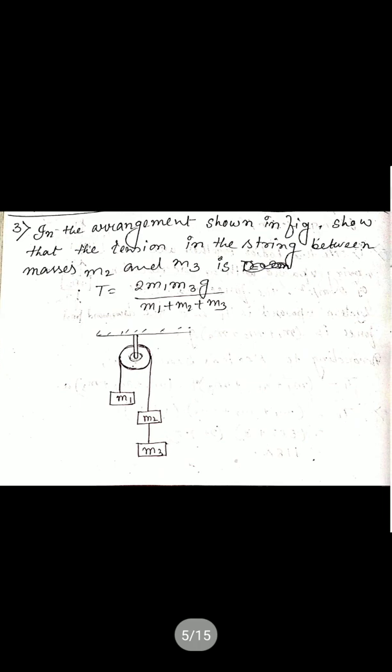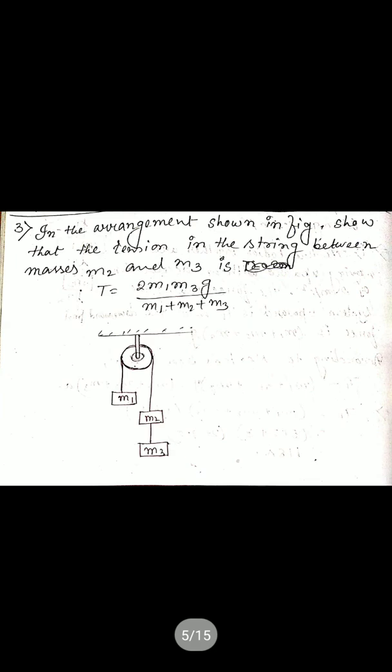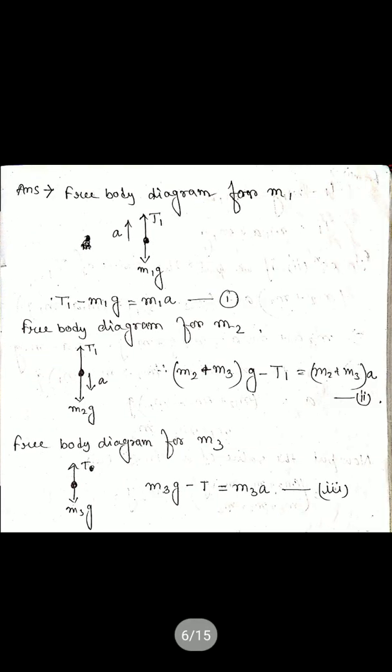Now free body diagram only for M2. For M2, T1 is in the upward direction, another one is weight, that is downward direction, only for M2, not including the M3. So M2 into G, and acceleration is there. But in case of M2, we consider the total mass, because M2 pulls both masses, M2 and M3. That's why when we calculate the mass, it will be M2 plus M3. So M2 plus M3 into G minus T1 equals M2 plus M3 into A.